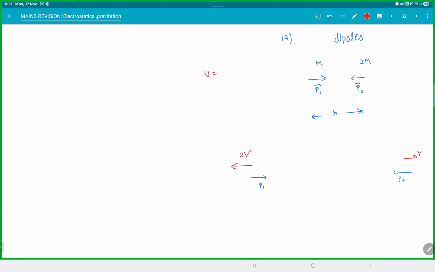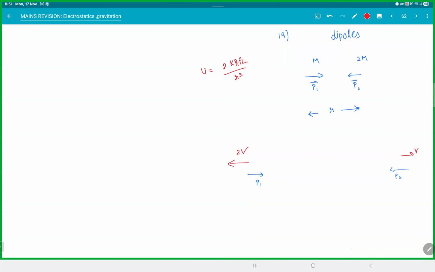What is the initial potential energy? That is the actual catch. You guys remember potential energy of dipoles? 3k P1 P2 by r cube. Do you remember the formula? Force between dipoles will be, 3 no, it is 2. 2k P1 P2 by r cube. Force will be dU by dr. You'll get 6k P1 P2 by r power 4. Final potential energy 0. Initial kinetic energy 0. Final kinetic energy will be half m (2v) whole square and half 2m v square.